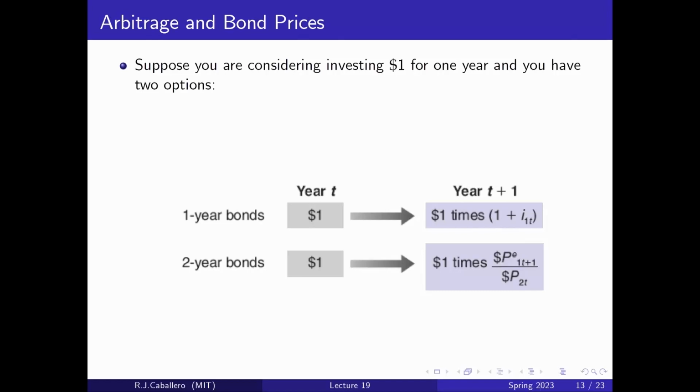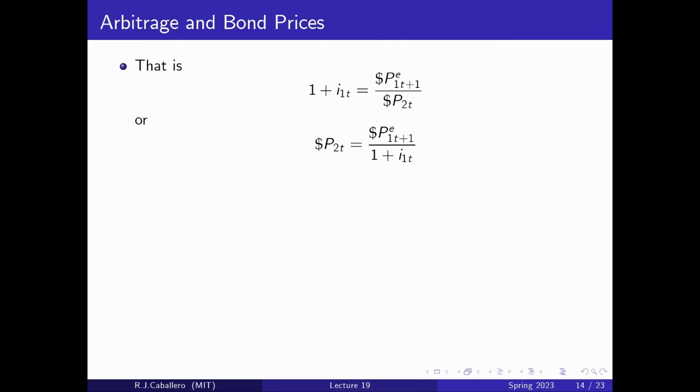Well, if you buy a 1 year bond, you're going to get 1 plus I1T at the end of the year. If you go through a 2 year bond strategy, then you're going to pay this today, but you're going to expect to receive the price of a 1 year bond 1 year from now. And we said these two things have to be equal, more or less equal. Again, we're not adding risk to these things. If there's no risk consideration or agents are risk neutral, then these two things have to be equal.